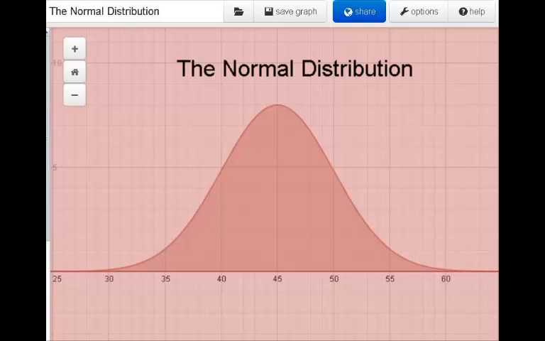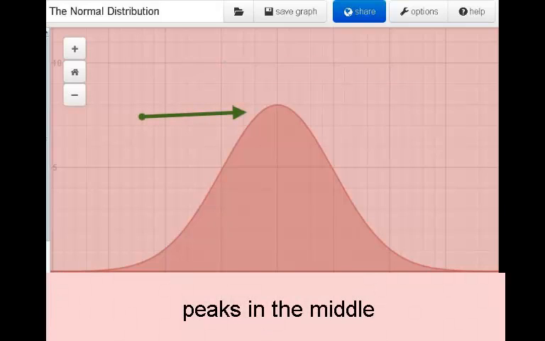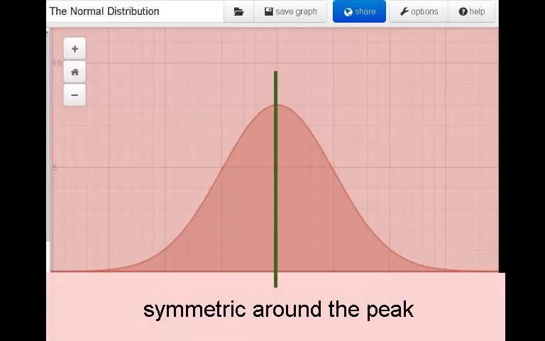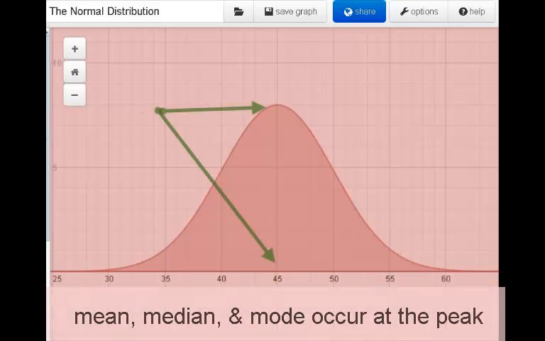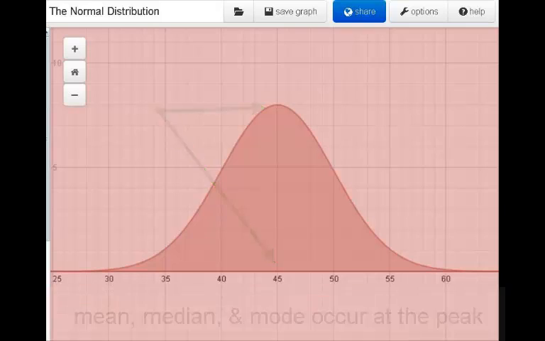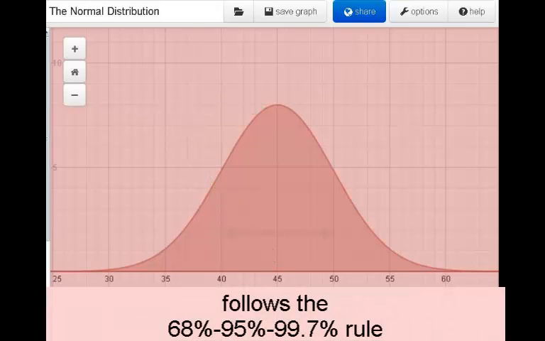In this video, we're going to talk about the normal distribution and the normal curve and its properties. Data is distributed normally if it peaks in the middle, it's symmetric around the peak, the mean, median, and mode occur at the peak, and the distribution follows the 68%, 95%, 99.7% rule.